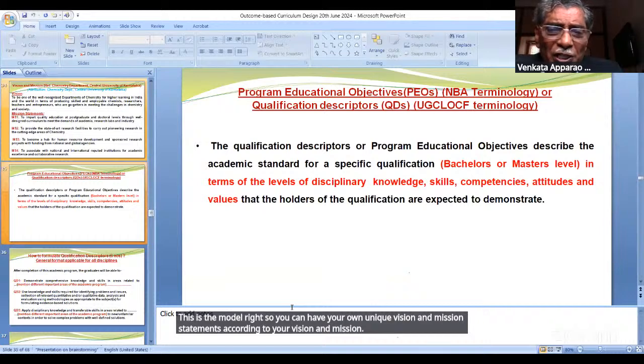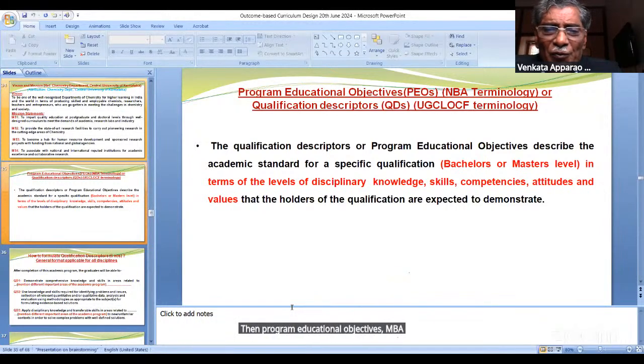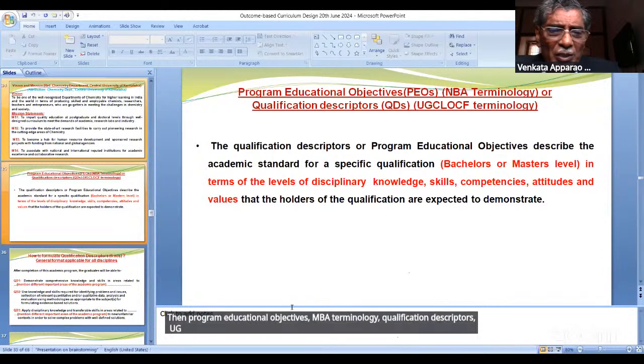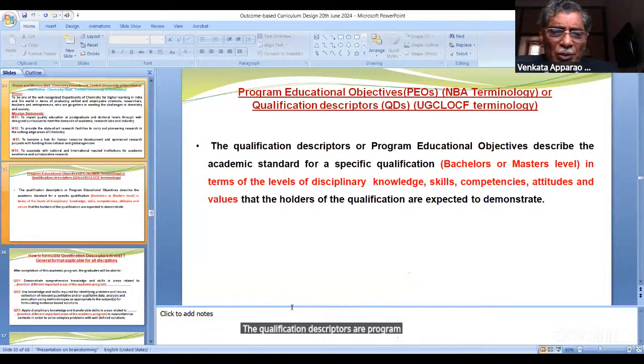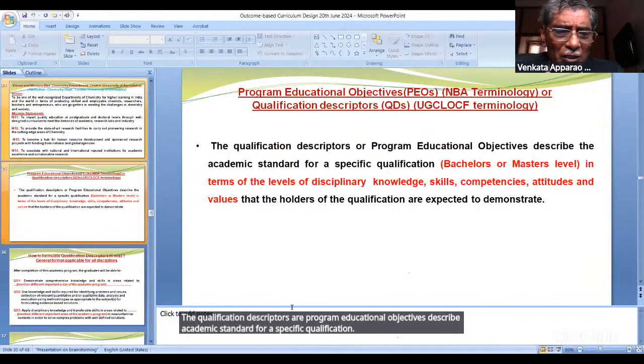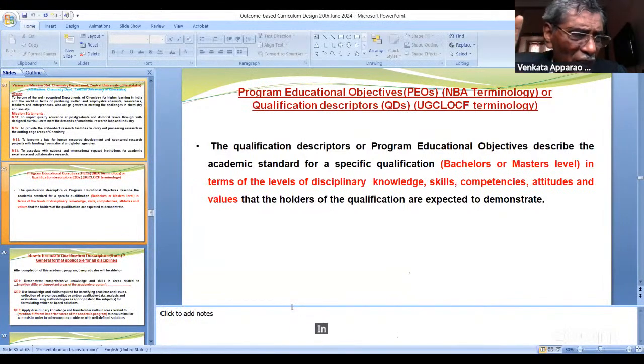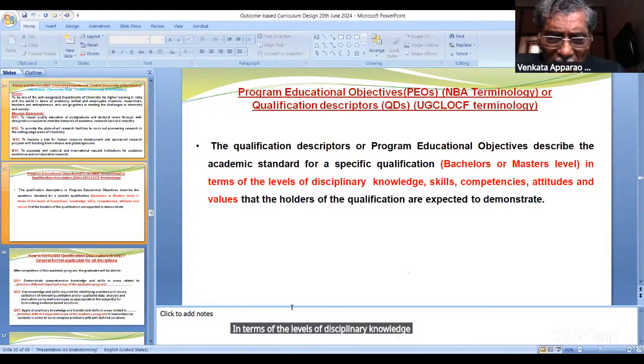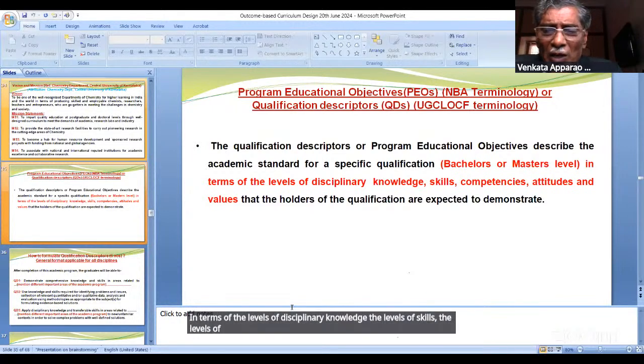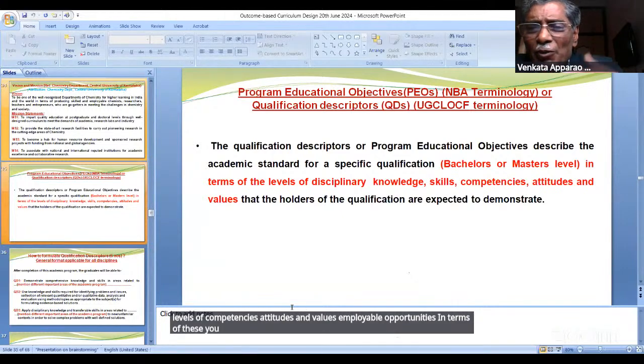Then program educational objectives, NBA terminology, qualification descriptors, UGC LOCF terminology. The qualification descriptors, or program educational objectives, describe the academic standard for a specific qualification, right? In terms of the levels of disciplinary knowledge, the levels of skills, the levels of competencies, attitudes and values, employable opportunities. In terms of these, you have to write 5 to 6 program educational objectives or qualification descriptors, right?